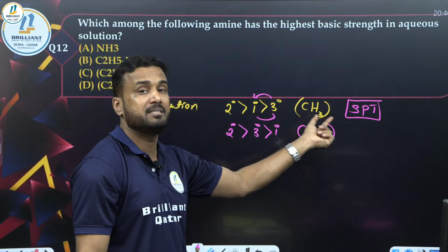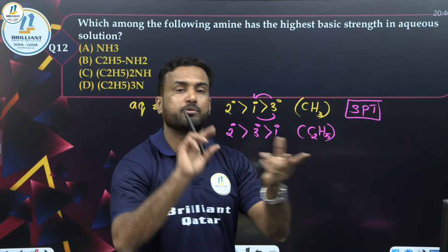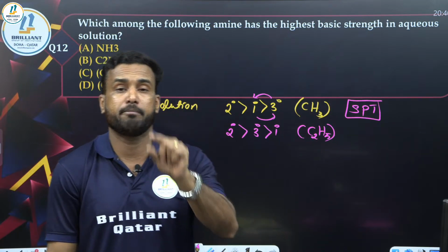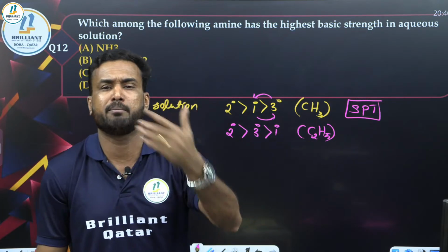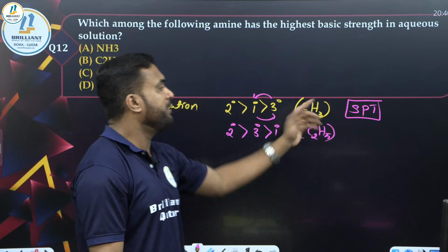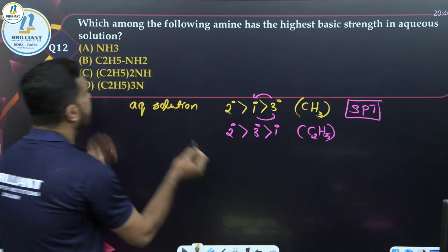That is for alkyl, meaning methyl group. Whenever ethyl comes, you flip the PT. If you flip that, you will get the order for C2H5, but don't try to memorize both, it may get confused. So better you keep in mind SPT, that would be easy. Now we can write this one.